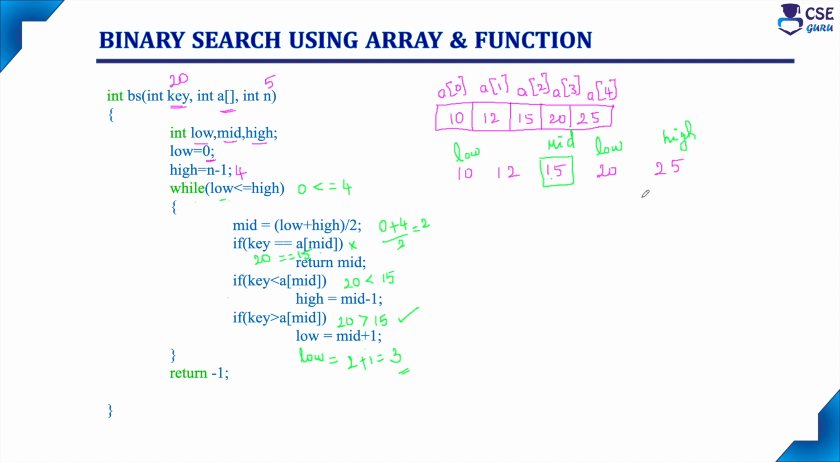Suppose the array consists of 1000 elements or 1 lakh elements, what will happen? It has to compare all the array elements. Only at the last comparison will it find the key element. That is the main drawback in linear search.